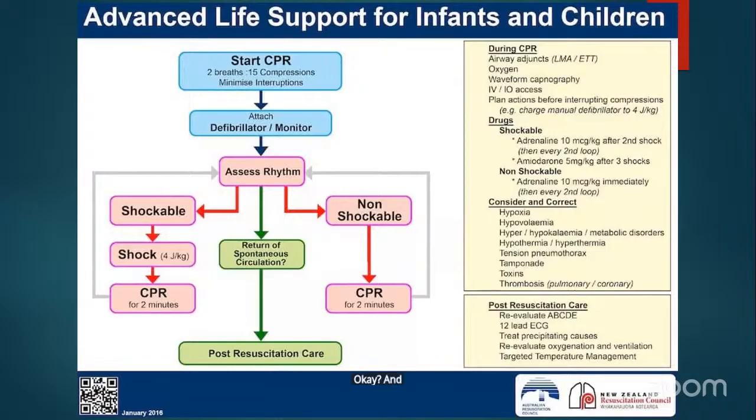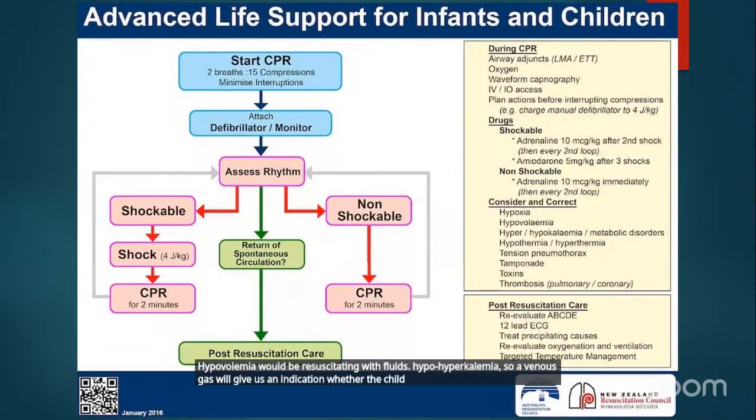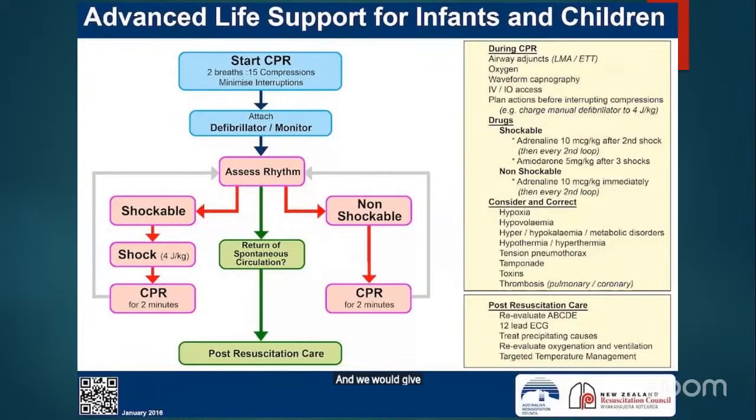And as always, during those 2 minutes, you consider your 4 H's and your 4 T's, things that might have caused the cardiac arrest. Okay? So our 4 H's are hypoxia, which we're dealing with because we'll be giving the patient oxygen. Hypovolemia, we'll be resuscitating with fluids. Hyperkalemia, so a venous gas will give us an indication whether the child is hyperkalemic, and we would give a hyperkalemic regimen, or whether the child is hypo or hyperthermic, and do we need to do something about the temperature.